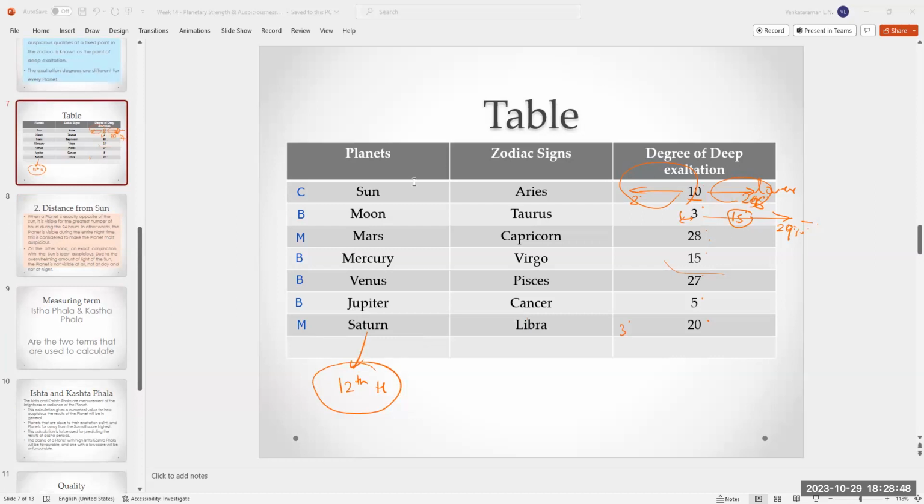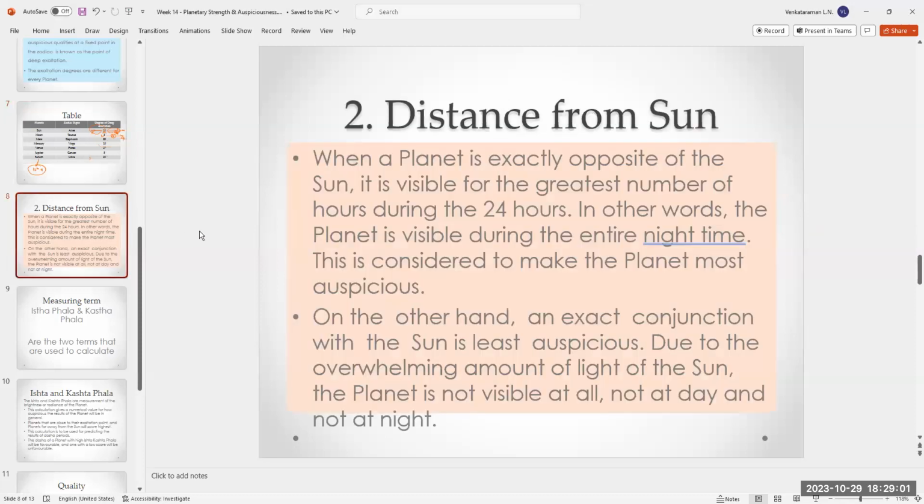So let me now go to this. Distance from the sun was the second point. Maybe somebody else can read, please. You want me to read?